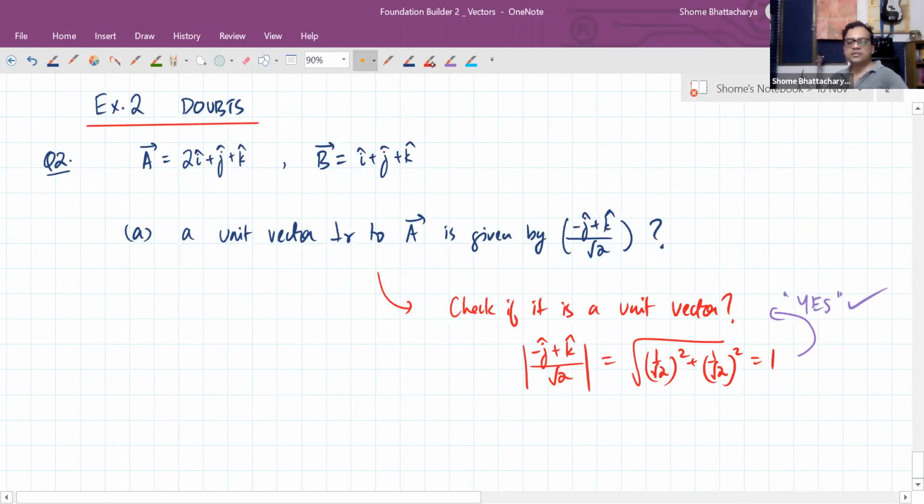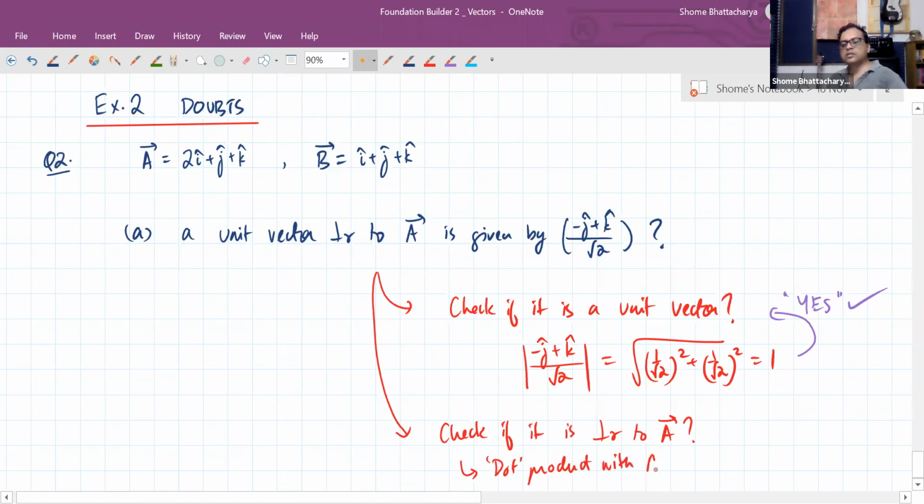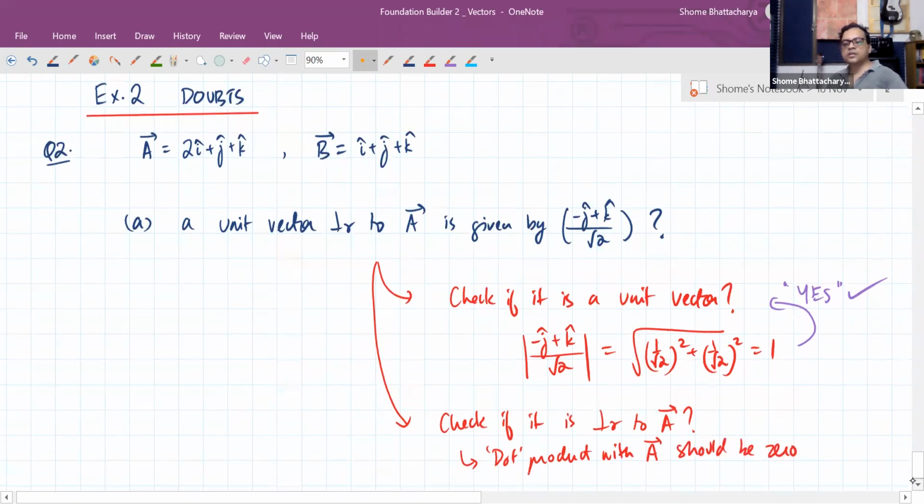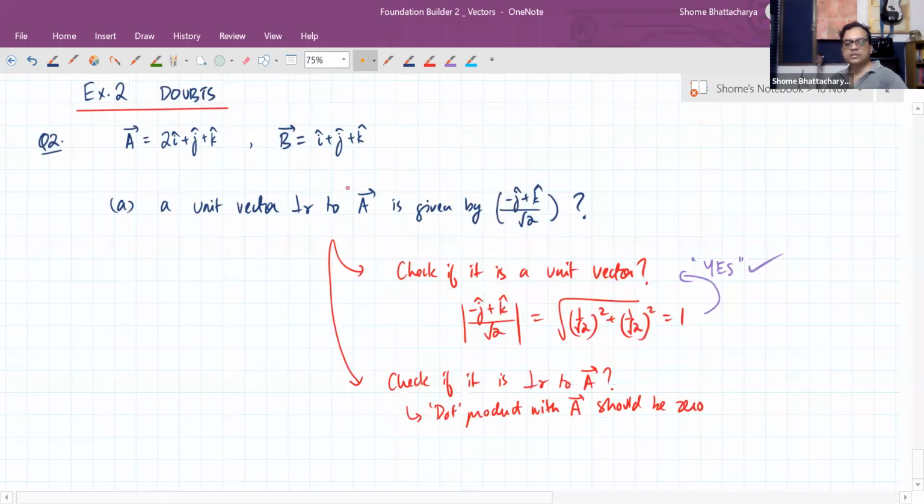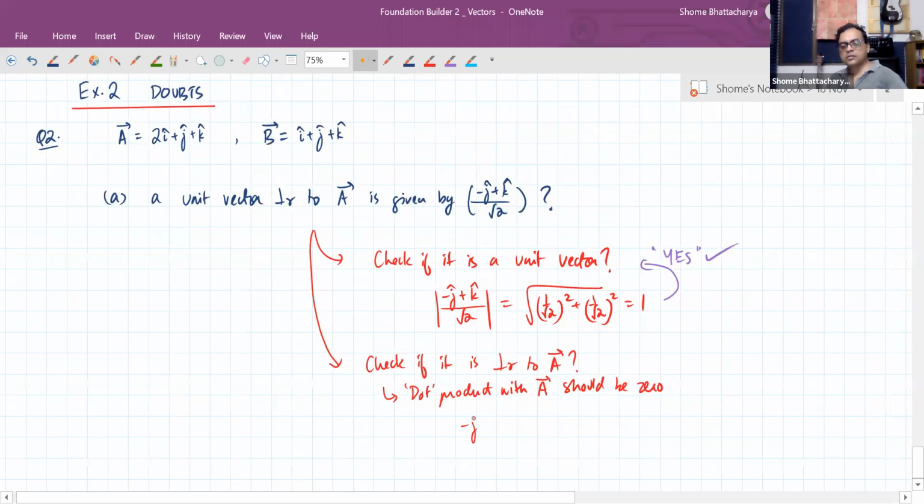Okay. And secondly, we also need to check if it is perpendicular to vector A. So how do we check that? Dot product with A should be 0. Okay. So the dot product of this given vector with A is how much? We need to check that.